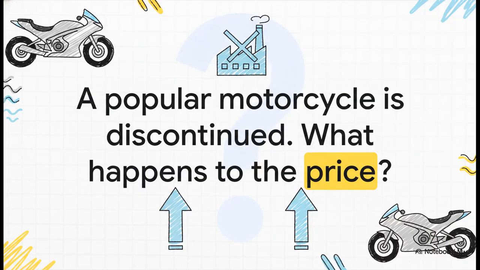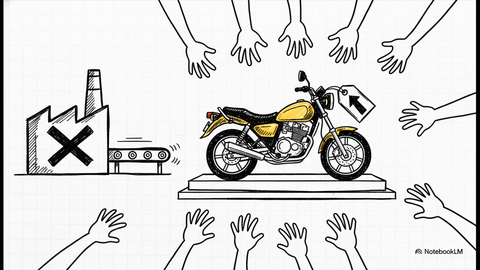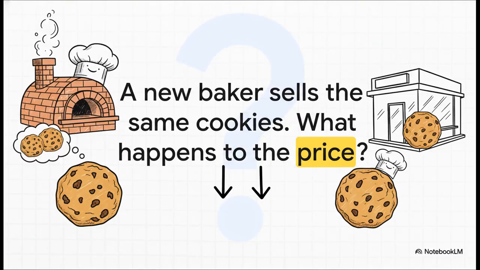Okay, scenario number 2. A big motorcycle company announces it's going to stop making its most popular bike forever. What happens to the price of all the used ones that are still out there? Right again, the supply just got a hard cap. No more are ever going to be made. That bike just became a collector's item. Demand might stay the same, but because the supply is now officially limited, that rarity is going to push the price way up.